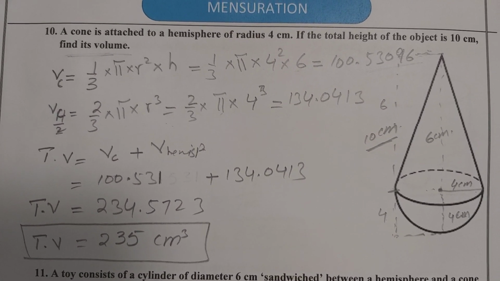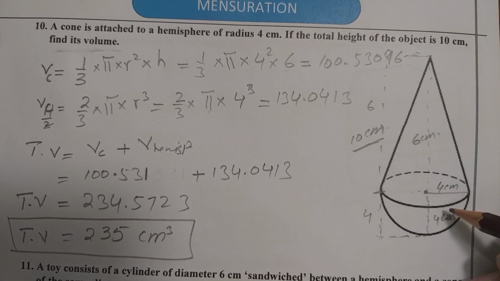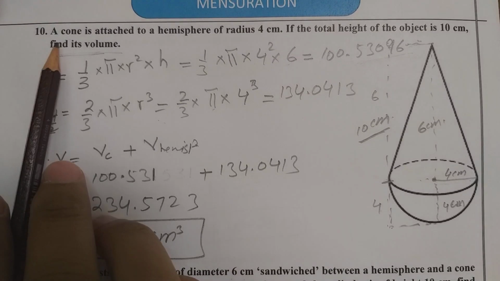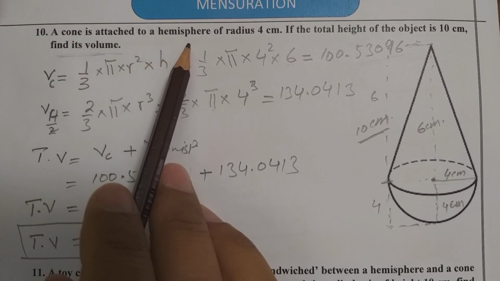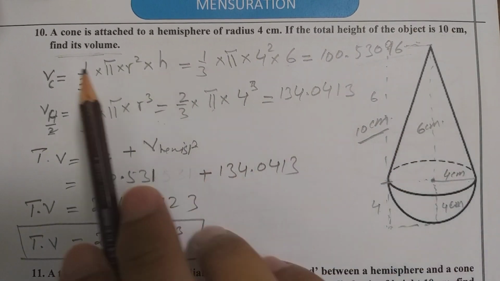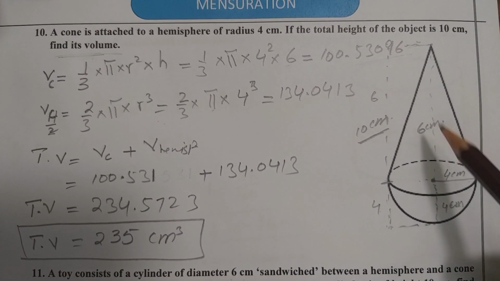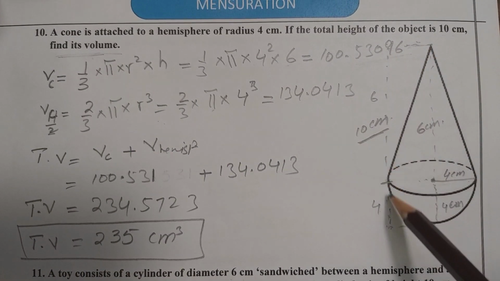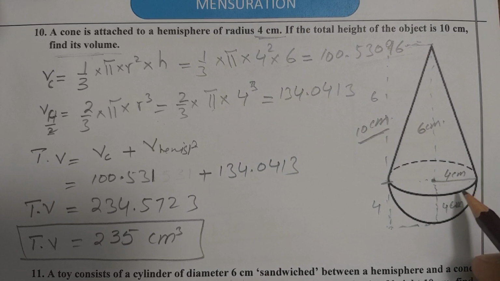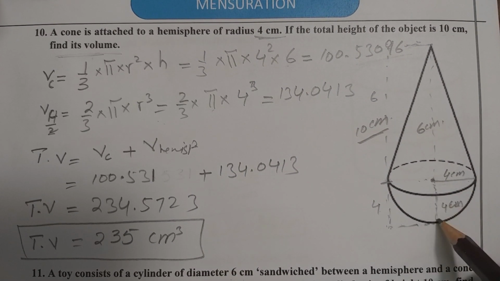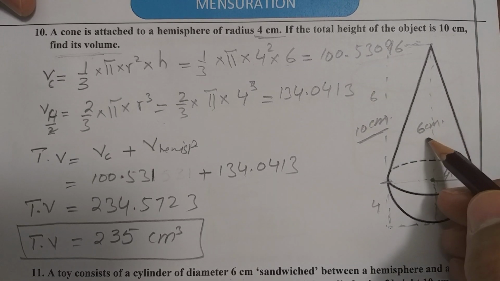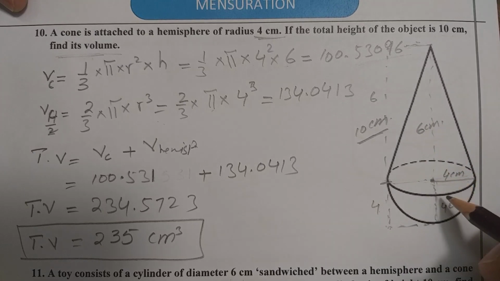In this question we are given a cone and a hemisphere. A cone is attached to a hemisphere of radius 4 centimeter. If the total height of the object is 10 centimeter, find its volume. The complete length of this object is 10 centimeter, but we are given the radius is 4 centimeter. So the radius also becomes the height of the hemisphere, and the rest is the height of the cone. Total is 10, so 10 minus 4 becomes 6.